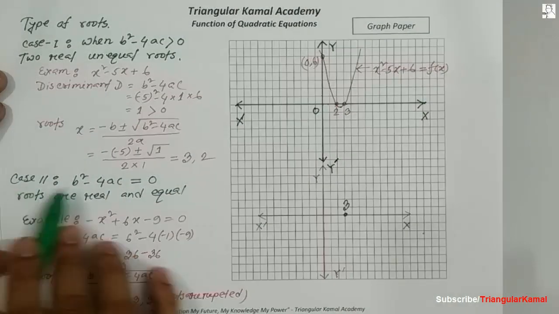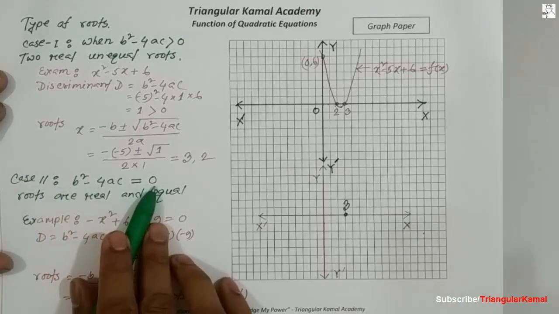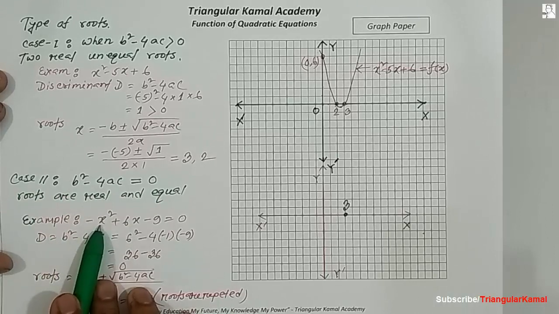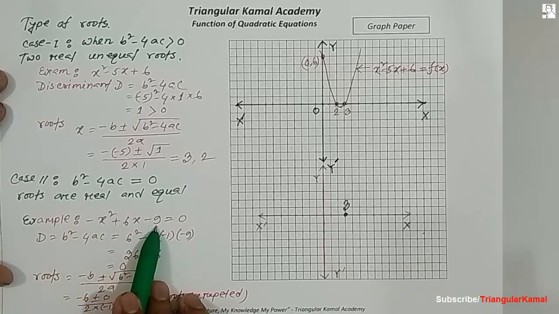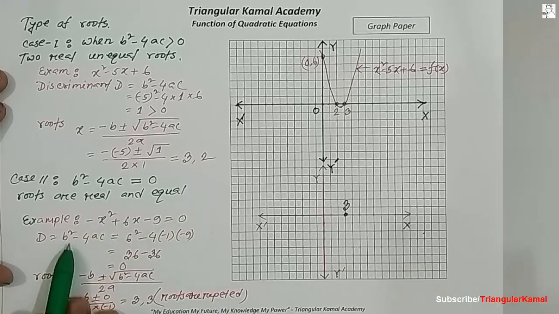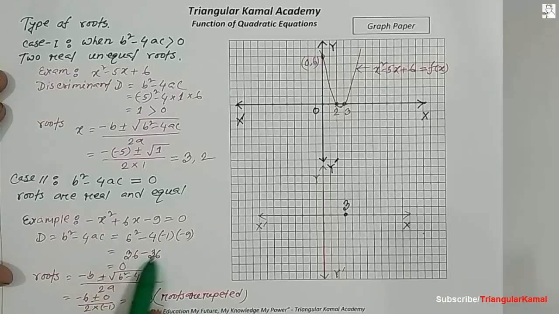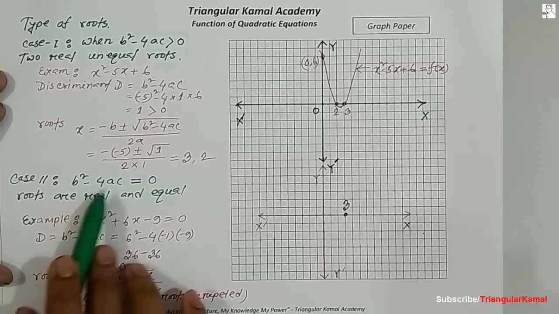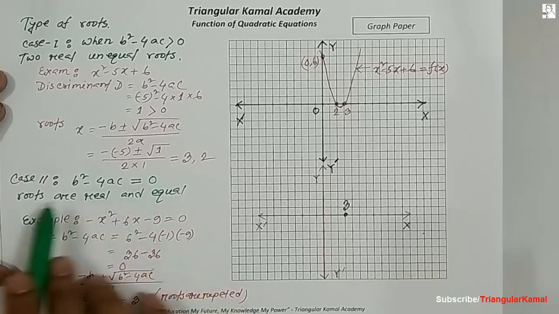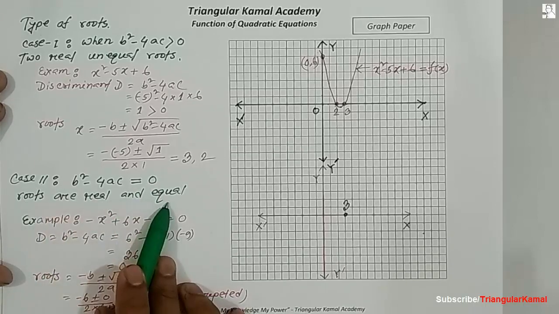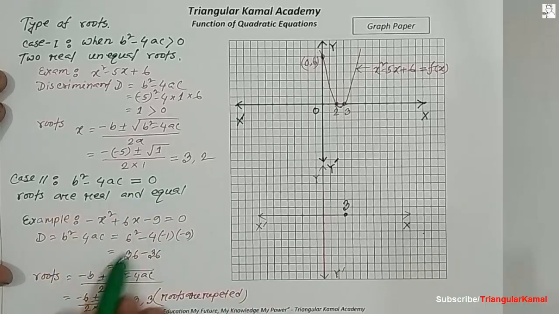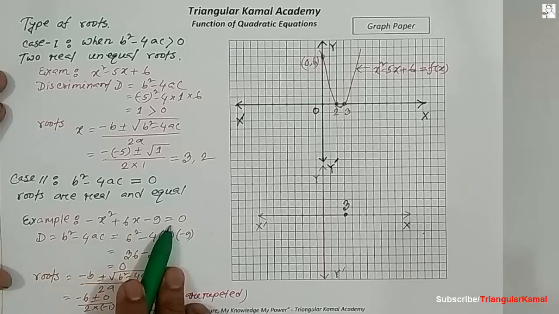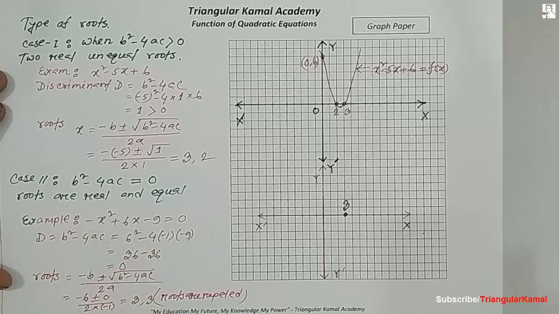Okay, now in case 2, when b square minus 4ac equals 0, we see an example: minus x square plus 6x minus 9 equals 0. The discriminant will be 36 minus 36 equals 0. So when the discriminant equals 0, the two roots are real and equal. From this example, we see the two roots are 3 and 3, so both are repeated.